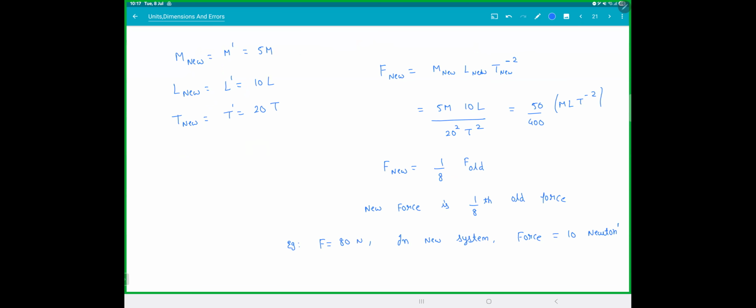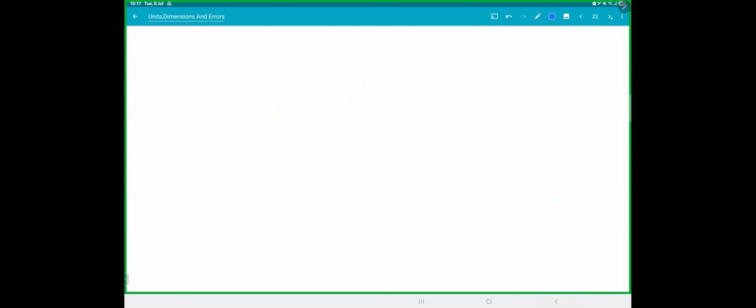Is this clear? Let's do one problem on this. I'll make it more generalized. In a new system, you have taken alpha kgs as the standard for mass. Now you can put whatever numbers you want there. Alpha kg is standard for mass, beta meters is standard for length, gamma seconds is standard for time. Instead of numbers, I gave alpha, beta, gamma. Find the relation between power in old and new units.